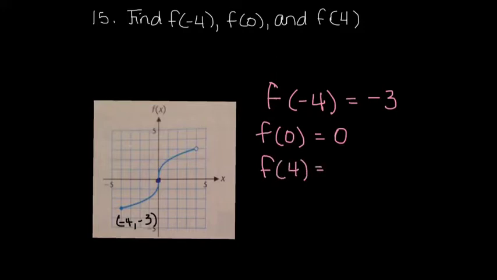And then finally, to find f of positive 4, well, this is the point 4, 3. You can see that it's represented with an open circle on this function, which means that it's not actually a point on the function. So in this particular case, f of 4 is undefined. There's no value of y that corresponds to an x value of 4 because of the open circle on that graph.